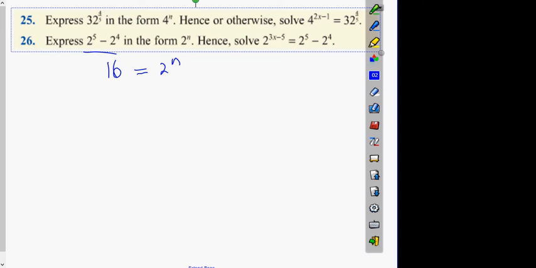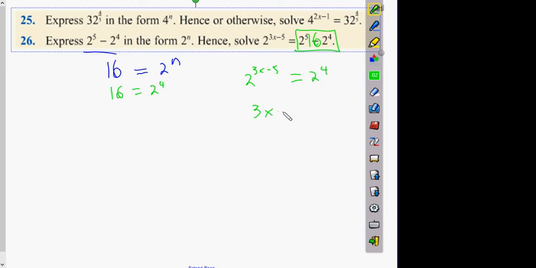Is everybody on board thus far? Yeah. Okay, so 16 equals 2 to the power of 4. And what it says is, hence solve this equation. Now, if we learned here that this is 16, and we also know that 16 is 2 to the power of 4, then 2 to the power of 3x minus 5 equals 2 to the power of 4. So 3x minus 5 equals 4.